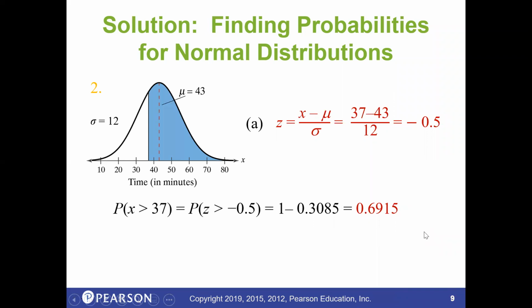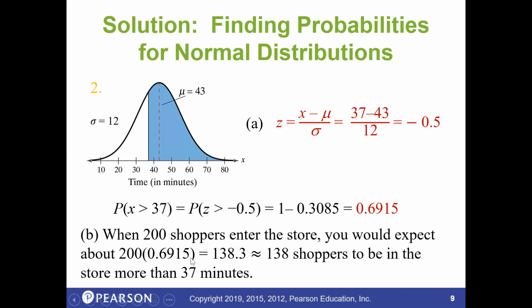Okay, how many shoppers then? What does that translate into? 200 shoppers would translate into how many people? Perfect, just multiply. What you got is your probability times 200, 138 shoppers. You would expect to be in the store for more than 37 minutes. Okay, one more. Okay.